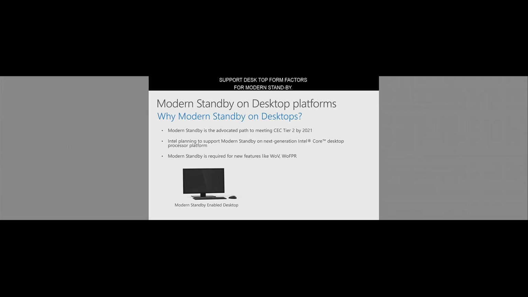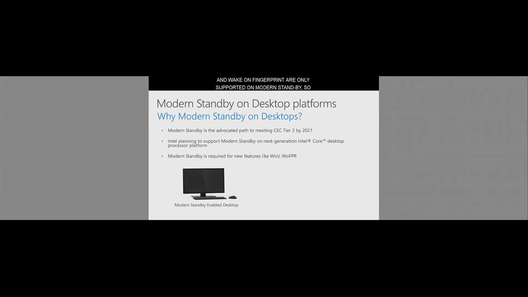CEC regulations are kicking in from 2019 on the first tier and 2021 on the second tier, which will limit the power consumption during sleep state for the desktops and mobile. Secondly, modern standby will be supported on next generation Intel Core desktop processor platform. And lastly, wake scenarios such as wake on voice and wake on fingerprint are only supported on modern standby. So we want to expand these features to the desktop form factors.